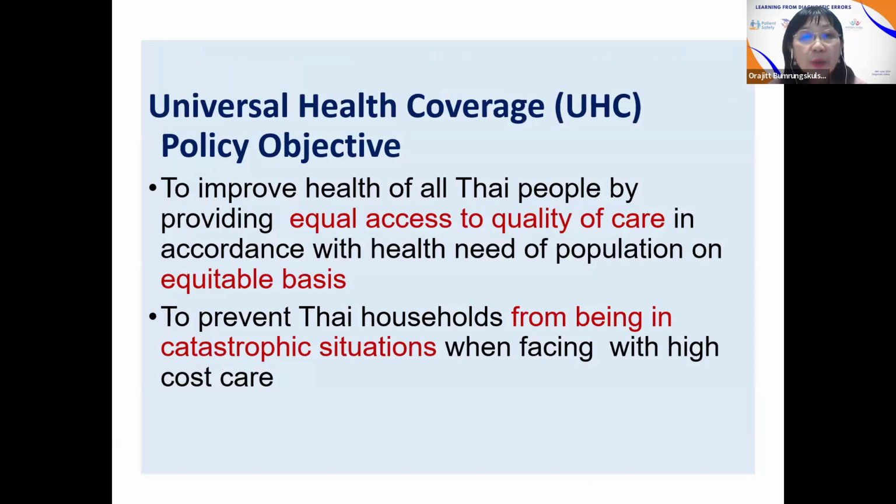What I would like to talk about here is the universal health coverage of Thailand. The policy objective is to improve health for all Thai people by providing equal access to quality care in accordance with the health needs of the population on an equitable basis, and to prevent Thai households from being in catastrophic situations when facing high-cost care. So next slide, please.